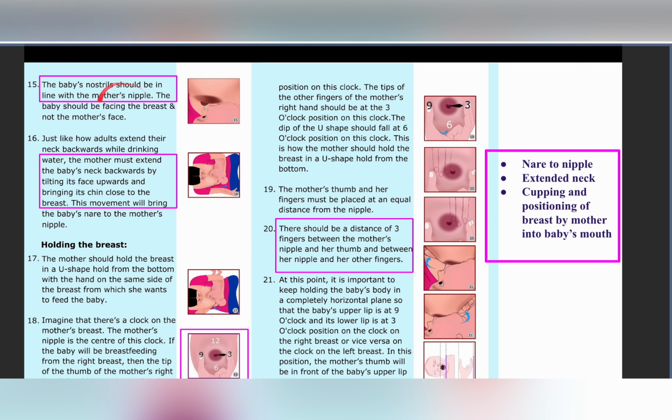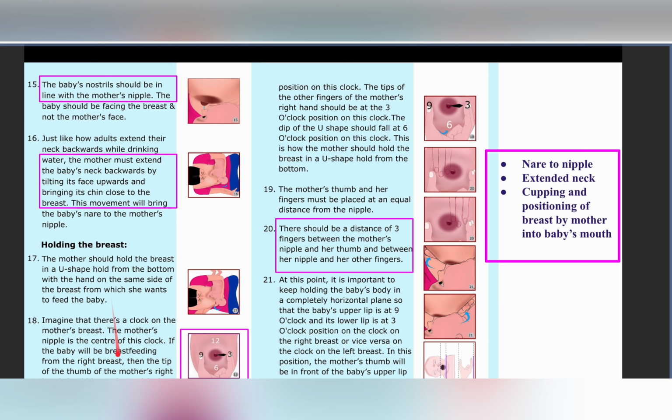Next, we have discussed nose to nipple position, right? So whenever the breastfeeding is taking place, it shouldn't be like the baby's nose is facing towards the mother's face. It shouldn't be that. The baby's nose should be directed towards the mother's nipple. So that would be a proper position. And next, to have a proper feed, the baby's neck should also be extended, right? The baby's neck should be extended backwards and a little bit tilted so that he or she can swallow properly.